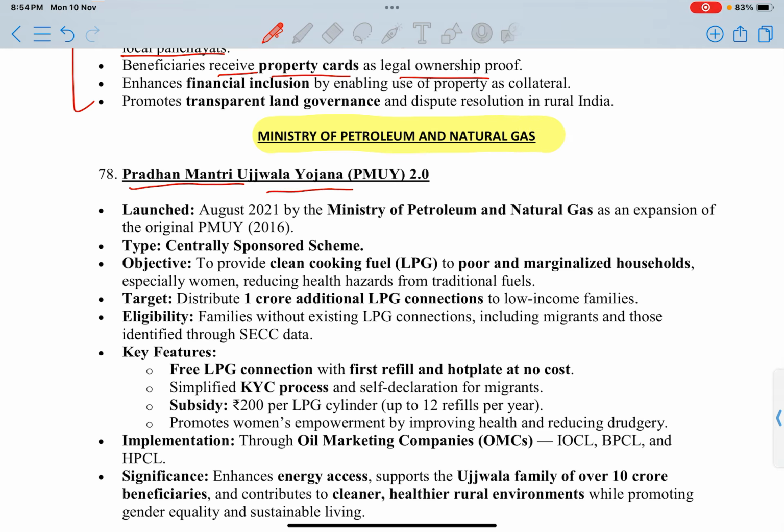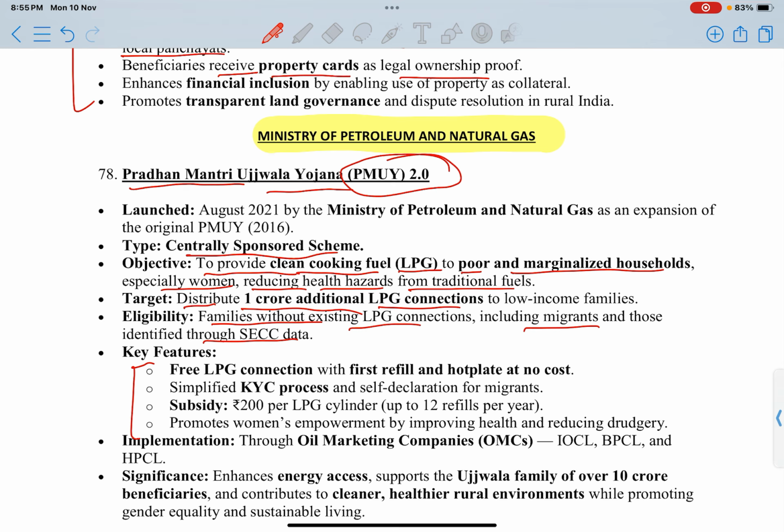Next is Ministry of Petroleum and Natural Gas. Pradhan Mantri Ujjwala Yojana. Again, this is very important and very common in our households. Centrally sponsored scheme. Objective: to provide clean cooking fuel LPG to poor and marginalized households, especially women, reducing health hazards from traditional fuels. Target: distribute 1 crore additional LPG connections to low income families. What is the eligibility? Families without existing LPG connections, including migrants and those identified through SECC data.